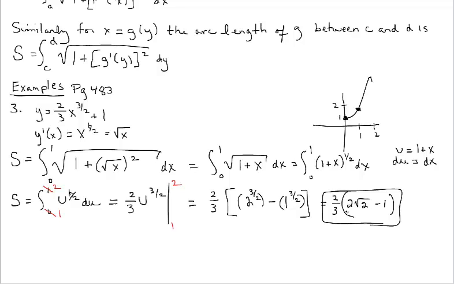So that's your answer. You could have switched all the way back to the x variable and then used the limits of 0 and 1, and you would have gotten the same answer. But I wanted to provide this alternate way to do the calculations when you're using u substitution.